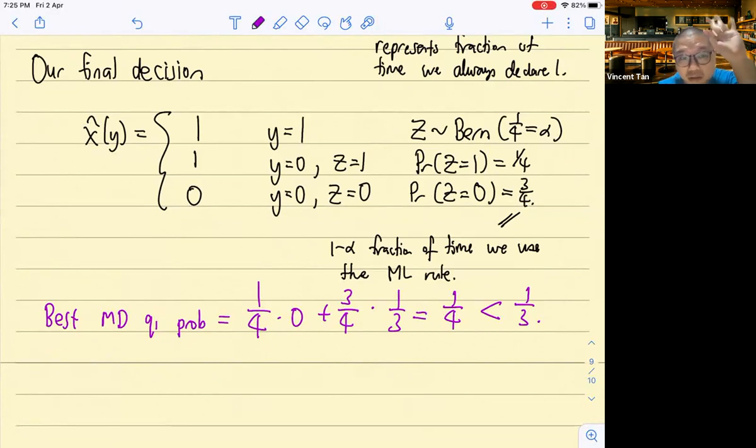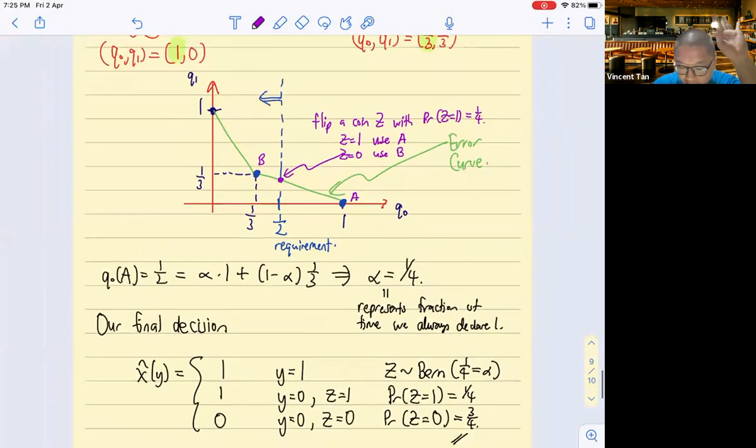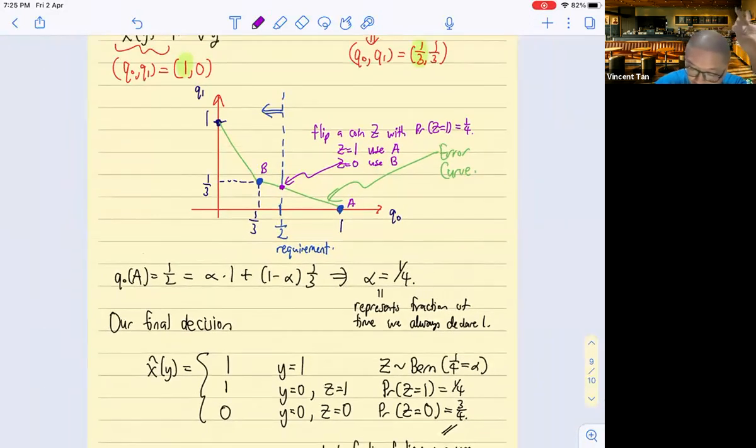Because threshold tests can only attain 3 points on this curve. But if I do a mixture of threshold tests, I do this, okay? So basically I can create this point here, 1/4. Cool, right?